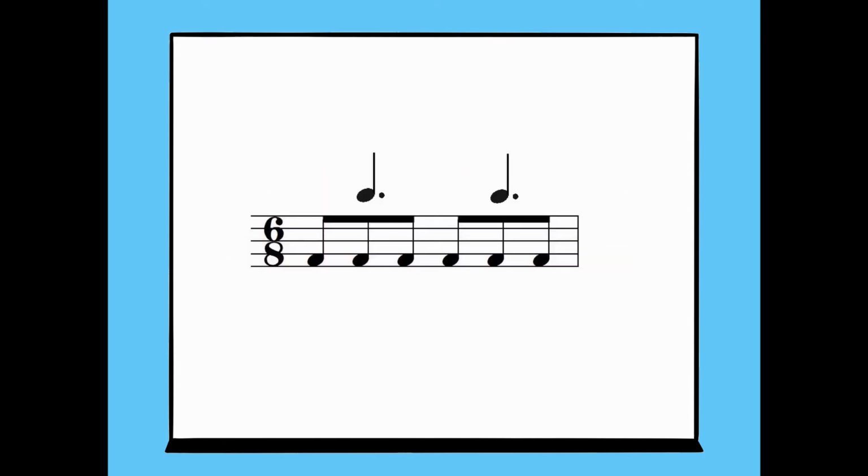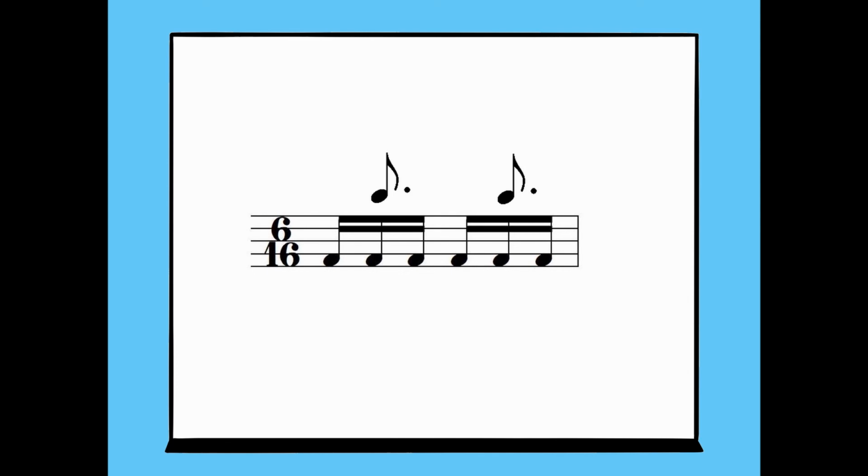Like with simple meter, we can change what note we count as the beat. If we divide into eighth notes, we count a dotted quarter note as the beat. If we divide into quarter notes, we count a dotted half note as the beat. If we divide into 16th notes, we count a dotted eighth note as the beat, and so on.